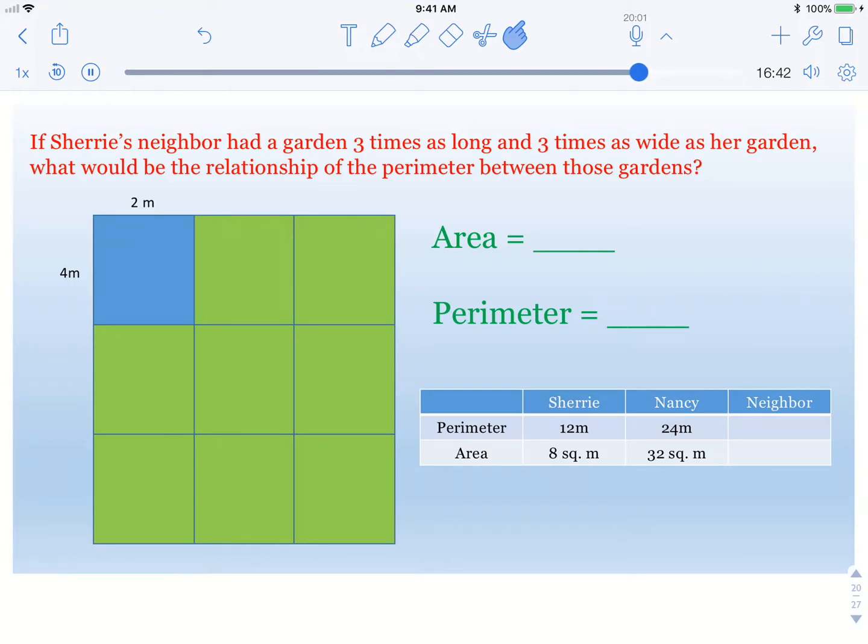that the perimeter, if you look at our original length, it's 2. If you look at Sherry in the first, from Sherry to Nancy, you multiply by 2. So what do you think you're going to multiply by to get the neighbor's? You're going to multiply by 2 because 2 is the length of our original side that we're talking about. So 24 times 2 is 48 meters.